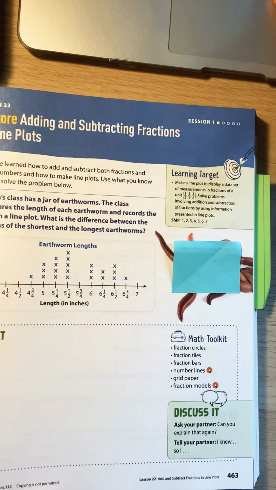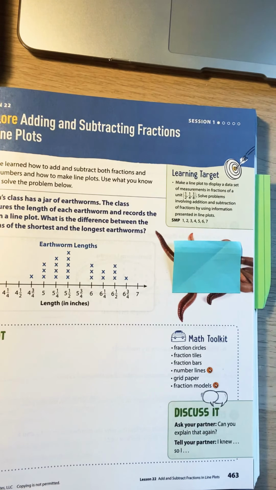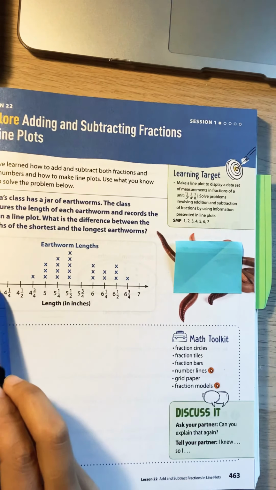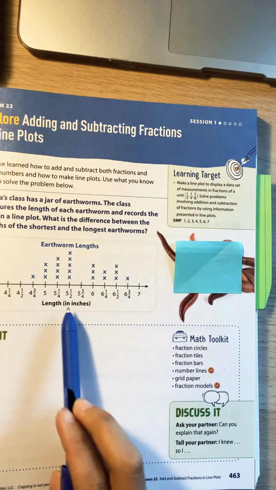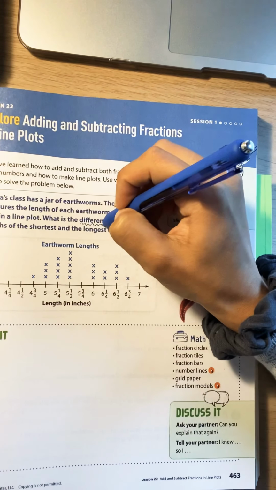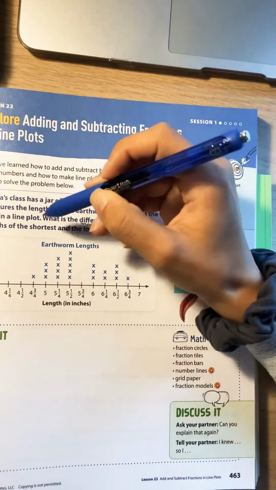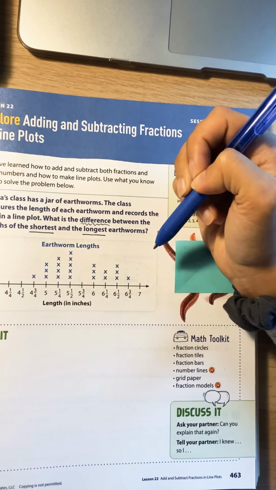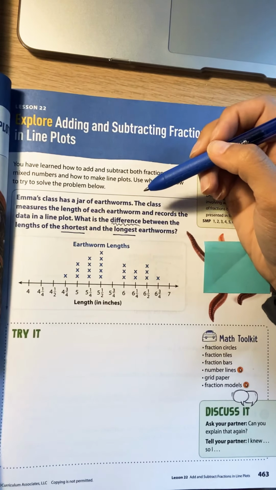It says, Emma's class has a jar of earthworms. The class measures the length of each earthworm and records the data in a line plot. What is the difference between the lengths of the shortest and the longest earthworms? Okay, and then here is the line plot. The title is earthworm lengths, and then the number line down the bottom is different lengths in inches. So we only need to know the difference, which means subtraction, between the lengths of the shortest earthworm and the longest earthworm. So we need to look at the full line plot.